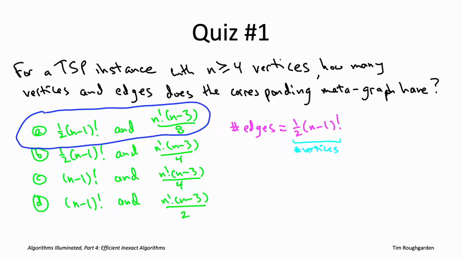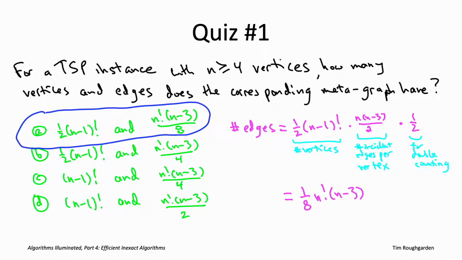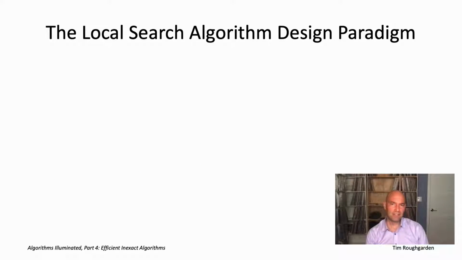How many edges are incident to a given vertex? That is, for a given tour, how many incident tours are there? How many different tours can you get to via a 2-change? Well, we already saw that in the case where n equals 5, the number is 5 adjacent tours. And in general, if you do the counting, you will see that there are n times (n minus 3) over 2 adjacent tours in an n-vertex TSP instance. So we multiply those two numbers together, the number of vertices times the number of edges incident to each vertex. Remember that we're double counting because each edge gets counted once from each of its two endpoints. So we divide back by 2 and we get the final answer. Okay, and if you look at that expression, it's going to be equal to n factorial times (n minus 3) over 8.